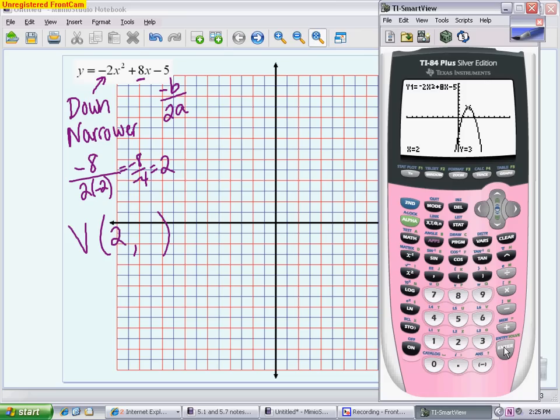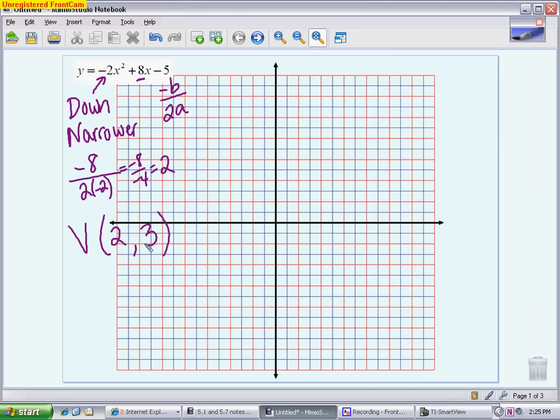It will tell you at the bottom of your calculator screen that the vertex is at the point (2, 3). So I'm going to go over here and write (2, 3) as my vertex. The last thing you're going to be asked to list is the axis of symmetry.